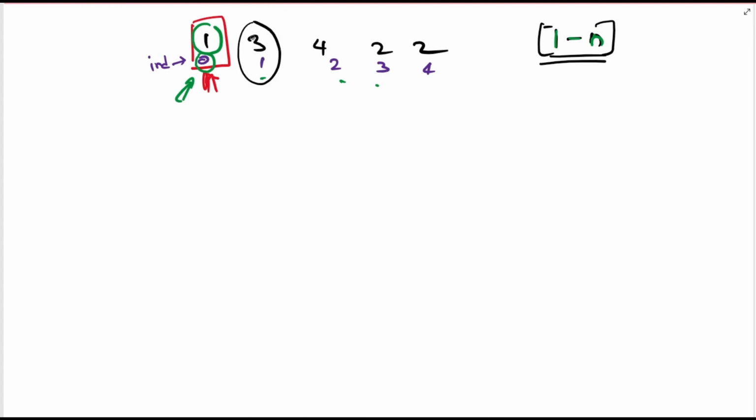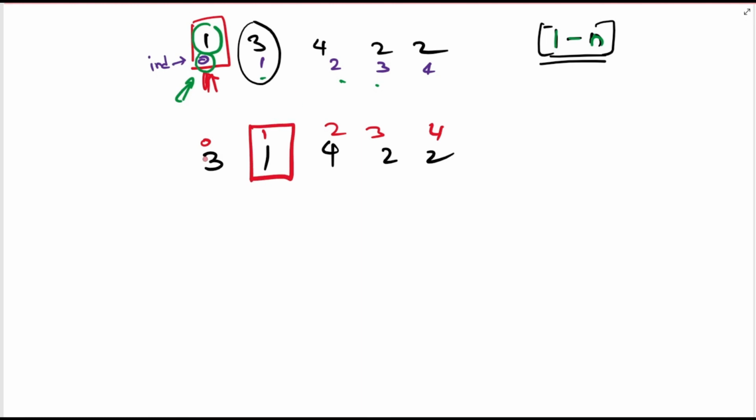Okay, at the first index, who is there? 3. But I want to put 1 over there, right? So I would just swap these elements. 3, 1, 4, 2, 2. Do not forget the indices 0, 1, 2, 3, 4. So we have put 1 at its right place.